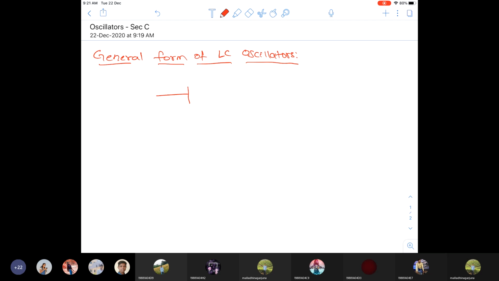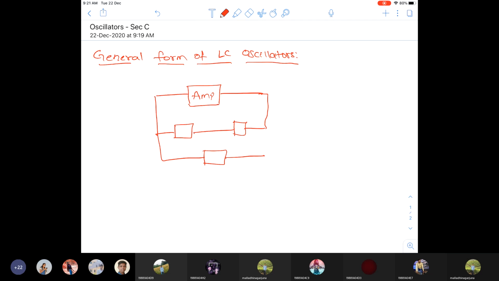We know the feedback block diagram; this is the basic amplifier. This is the circuit: this is Z1, this is Z2, this is Z3. The output is taken across Z2, from here to ground. So this is V0. This is the general form of oscillator.